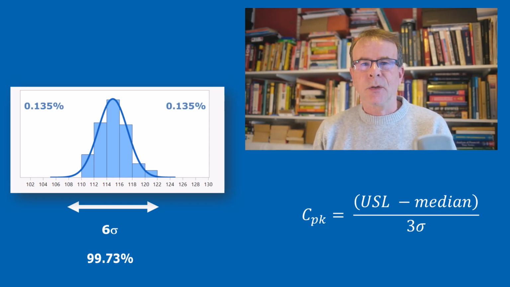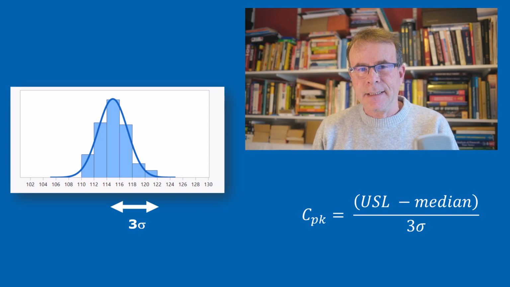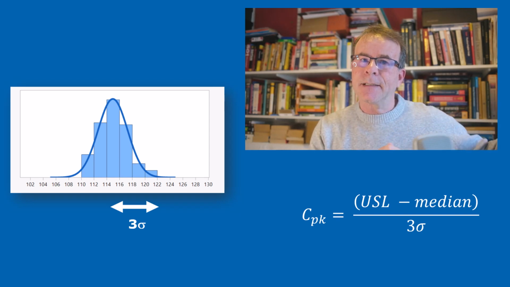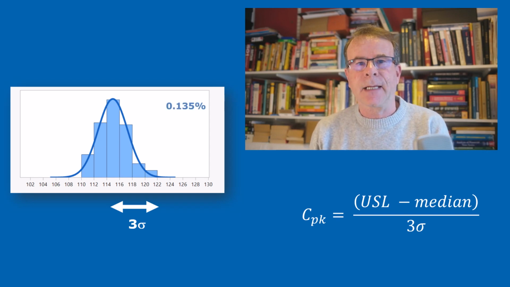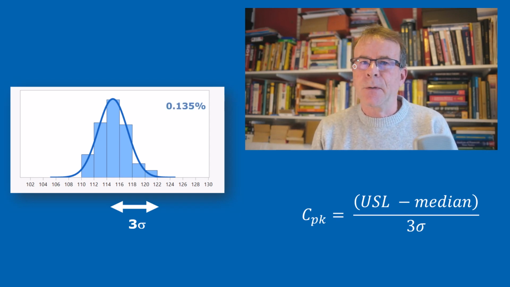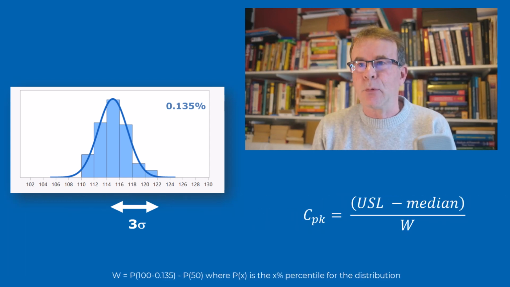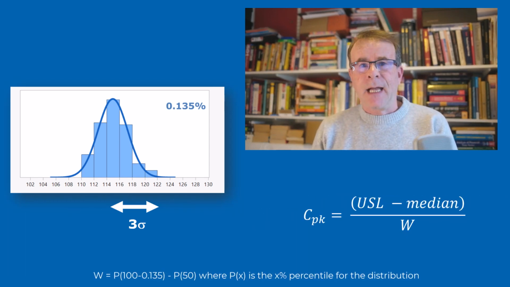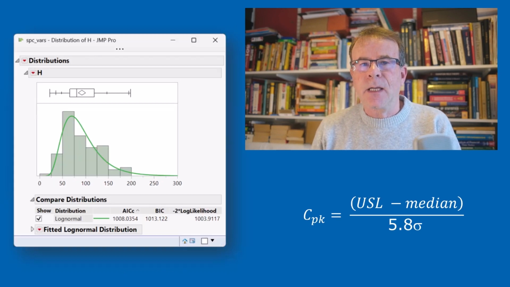And that's the clue for how I really generalize the formula for CPK. This 3 sigma is the interval from the median to the distance such that 0.135% is above that distance. I am going to refer to that as W, the effective width. And if I were to calculate that width for these data, it's 5.8 sigma. So much larger than the 3 sigma we've been using earlier.